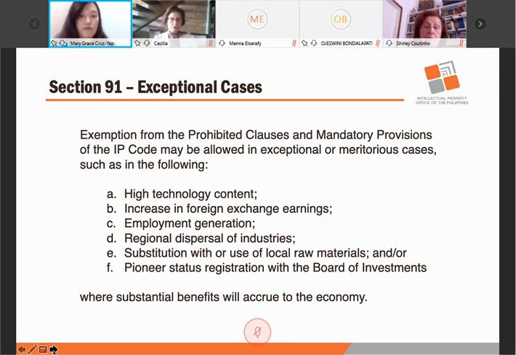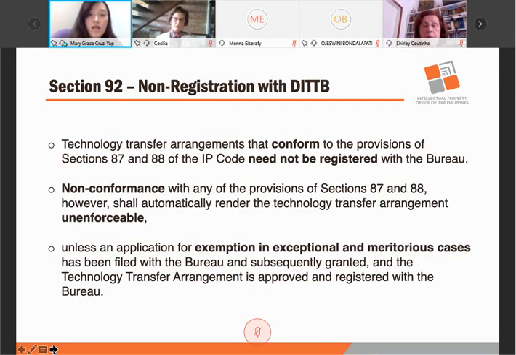Again, as I said earlier, if you feel that these clauses are make-or-break clauses for you and your client, you might want to look at the possibility of requesting an exemption from the applicability of 87 and 88. But these are the guidelines. It has to be linked to what is stated here in Section 91. So it's only on exceptional or meritorious cases, such as in the cases itemized from A to F, where substantial benefits will accrue to the economy.